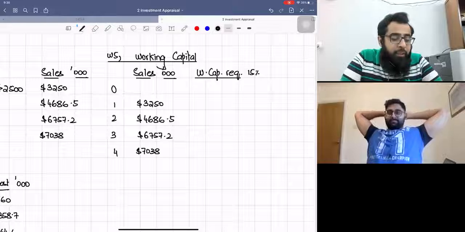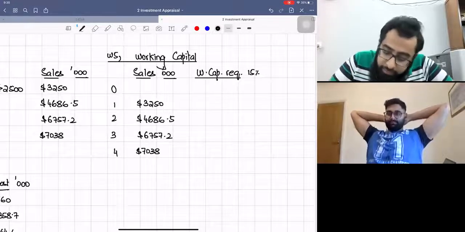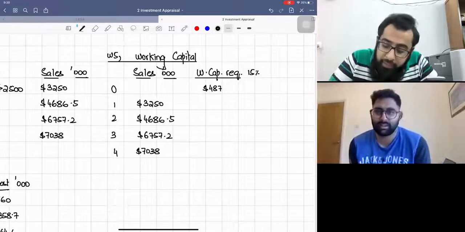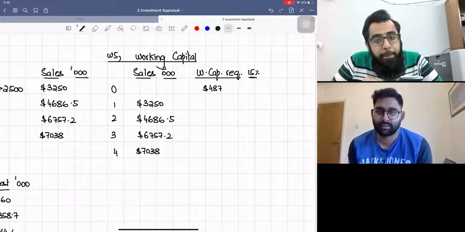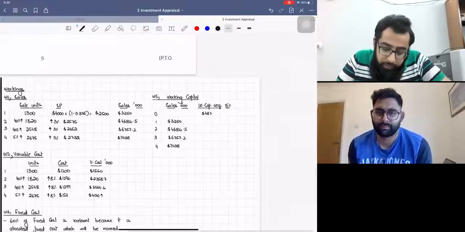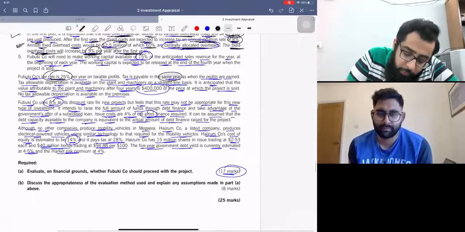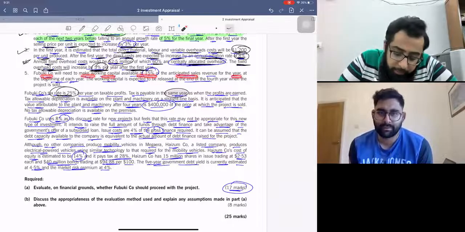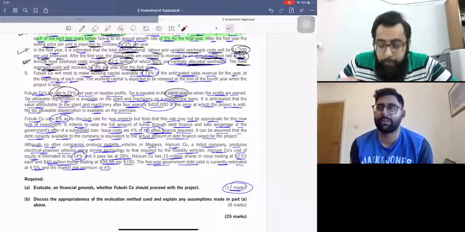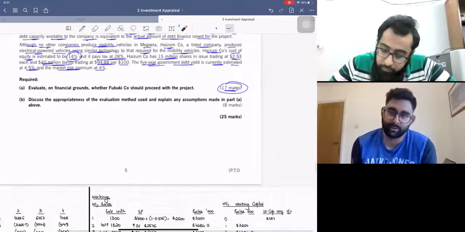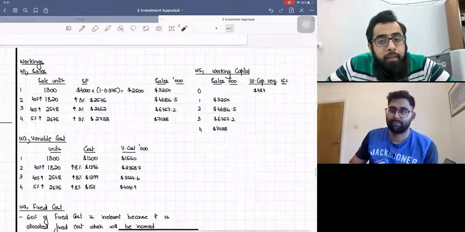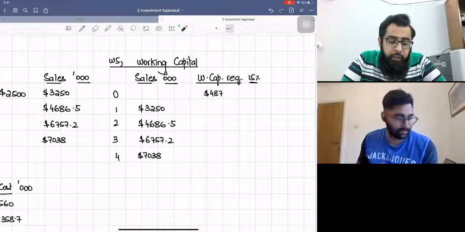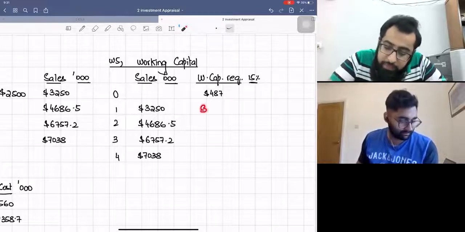Working capital required. So 3250 into 0.15, it's 487, which we require initially. Of what? 15% of the sales revenue. Here it was written, working capital requirement, Fubiki company will need to make working capital available of 15% of the anticipated sales revenue for the year at the beginning of each year. So for the beginning of year 1, we'll do it at the end of year 0. Now 4686 into 0.15. Here we require working capital of 702.